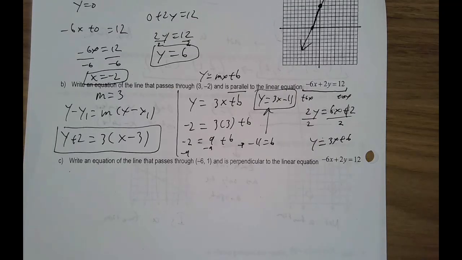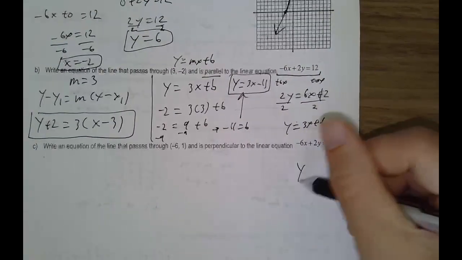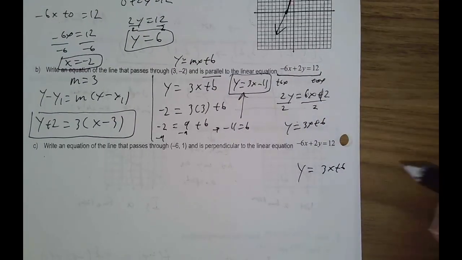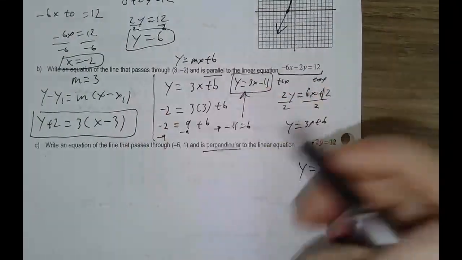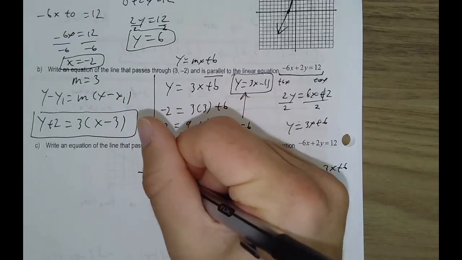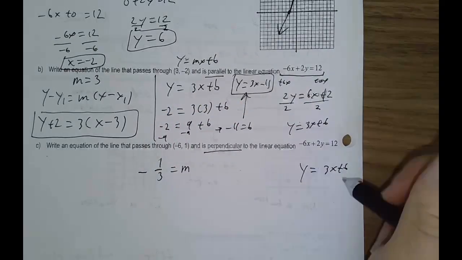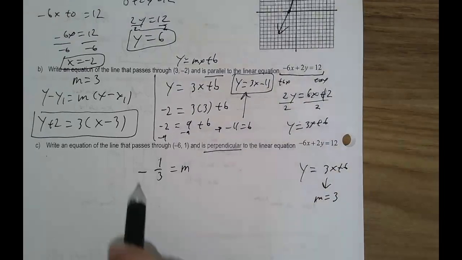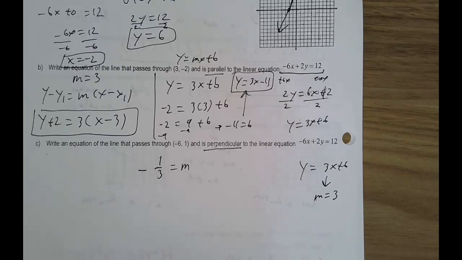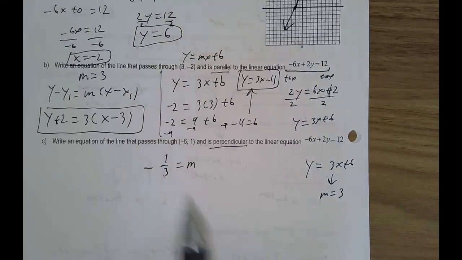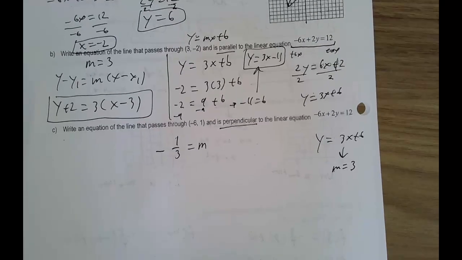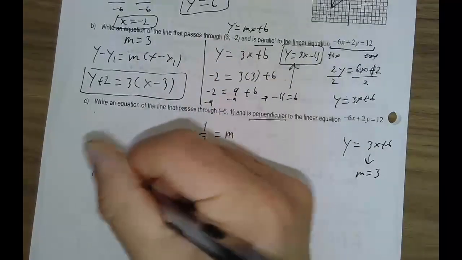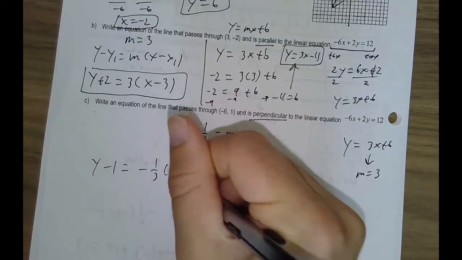Write an equation of a line passing through (-6, 1) and perpendicular to the linear equation here. So we got before that this is y equals 3x plus 6. But perpendicular does not mean the same. Perpendicular means that it's going to be the negative reciprocal. So my slope is going to be -1/3 because this slope is 3. I'm going to make it negative and reverse the numerator and denominator. Okay, so it becomes -1/3. And we can use the same method.